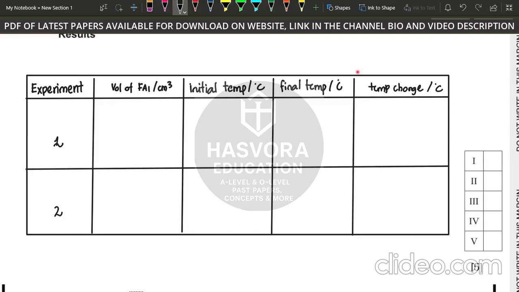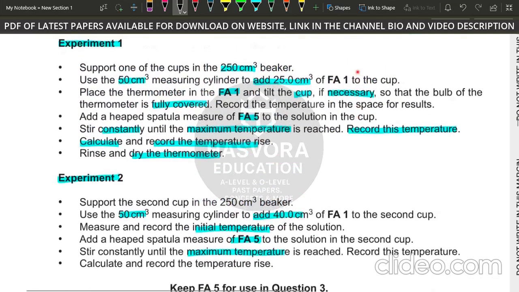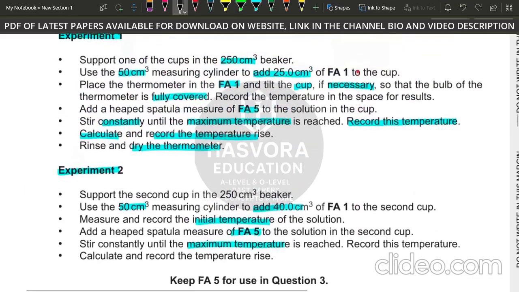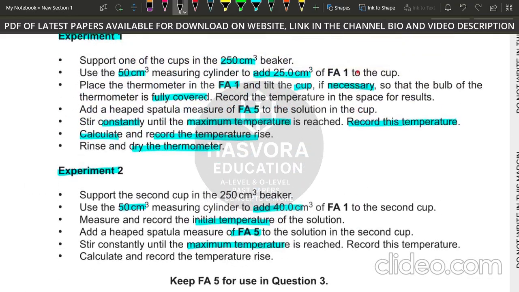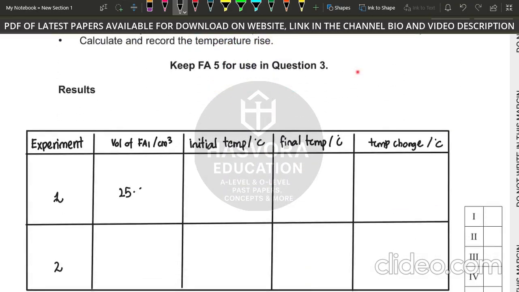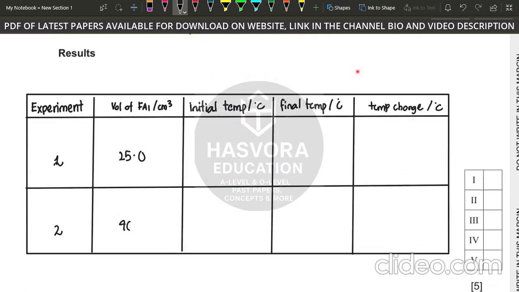How much volume of FA1 did we use in the first experiment? It was 25 cm cube, and we used a pipette. So what is the least count of the pipette? You are going to record it as 25.0, and this is going to be your 40.0. Then the initial temperature.